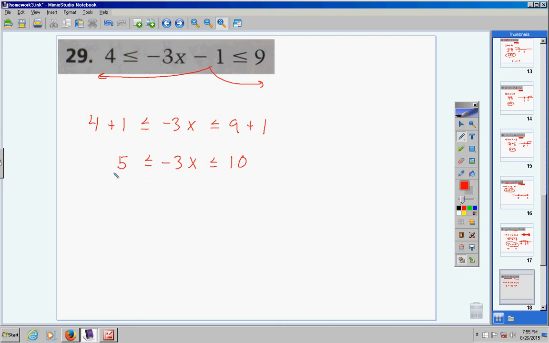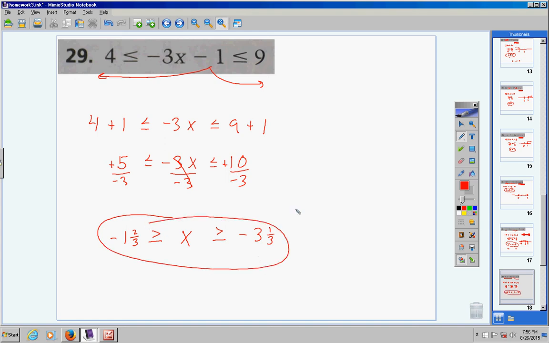Now I'm going to divide everything by negative 3. Now students, notice my bottom number is negative. I'm dividing by a negative. So all the arrows must turn. It's pointing to the left, so now it must point to the right. So these cancel. X is in the middle. A positive 5 divided by a negative 3 is negative 1 2/3, or negative 1.6 repeating. A positive divided by a negative is a negative 3 1/3, or negative 3.3 repeating. There we go. Now let's graph it, okay?